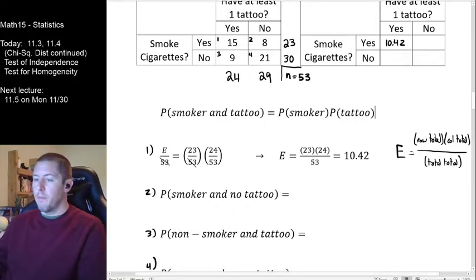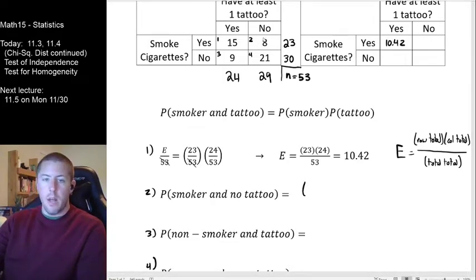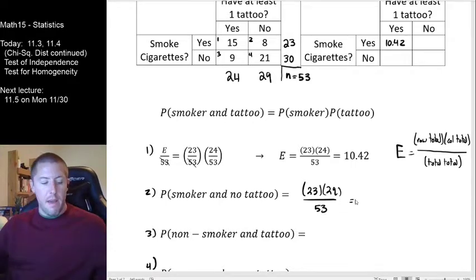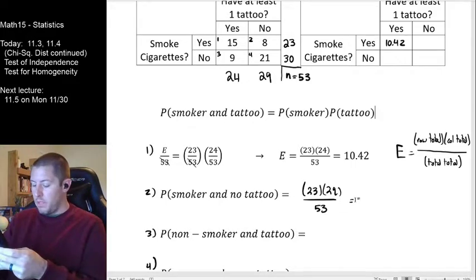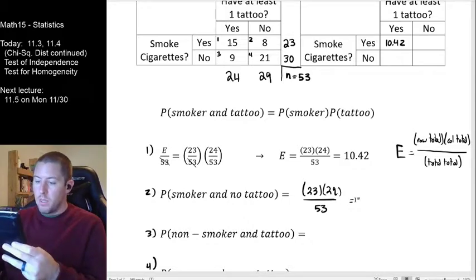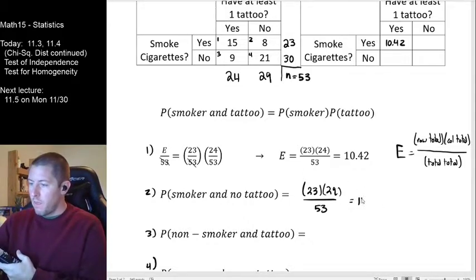I'll go ahead and number these for convenience. All right, so let's go ahead and compute these now. So now we're looking at the cell that I labeled 2 right there. Probability of a smoker and no tattoo. In this case, my row total associated with the cell with an 8 in it is 23. My column total is now 29, and this is still out of 53. It looks like for all of these, we'll divide by that same 53. Here I'm getting 23 times 29 divided by 53 to be 12.58.